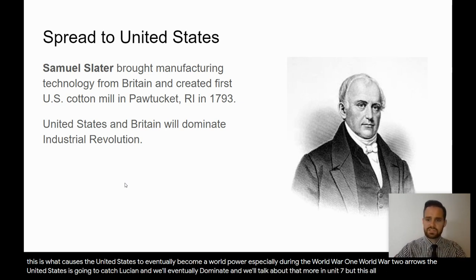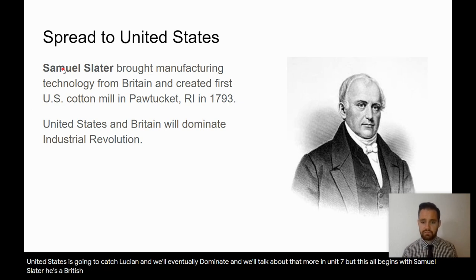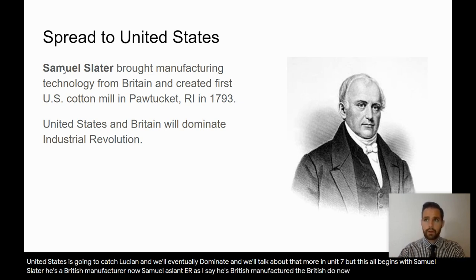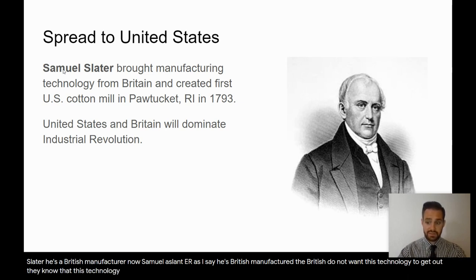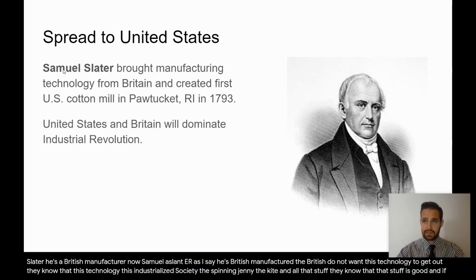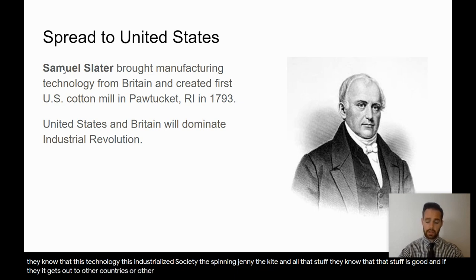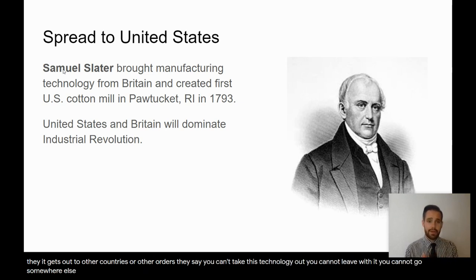But this all begins with Samuel Slater. He's a British manufacturer. The British do not want this technology to get out. They know that this technology, this industrialized society, the spinning jenny, the cotton, all that stuff, is good. And if it gets out, other countries are going to catch up. So Britain tries to lock down their borders. They say, you can't take this technology out. You cannot leave with it. You cannot go somewhere else with it. Because if you go somewhere else with it, that's going to mess up this whole thing that we've got going on here.